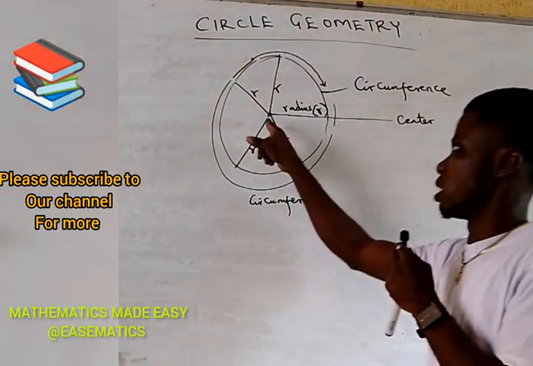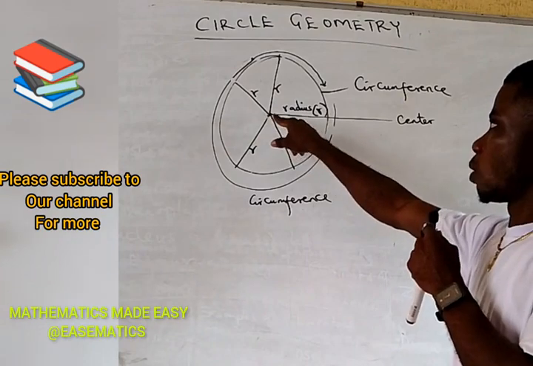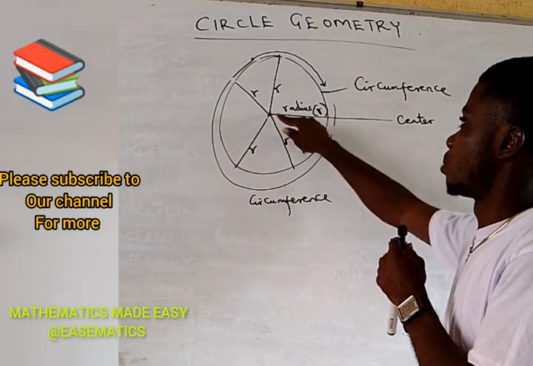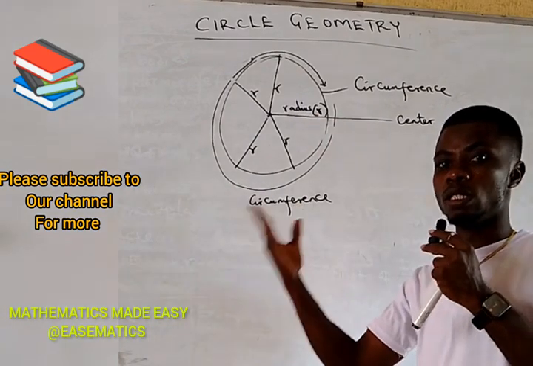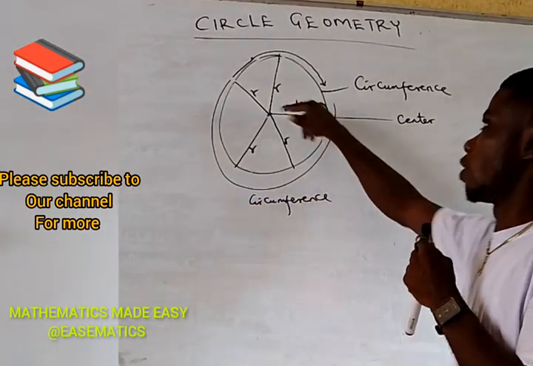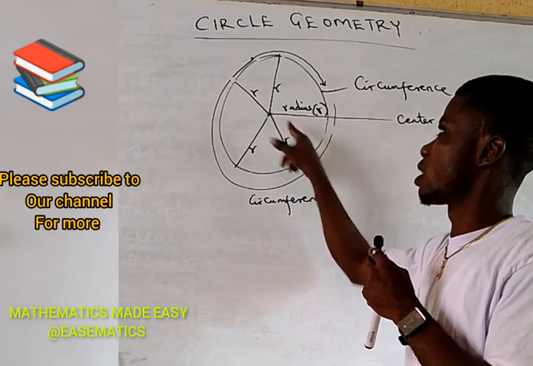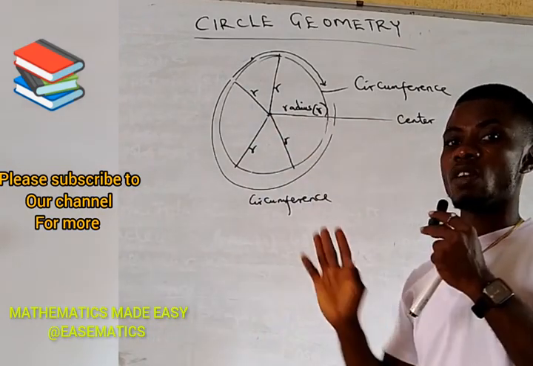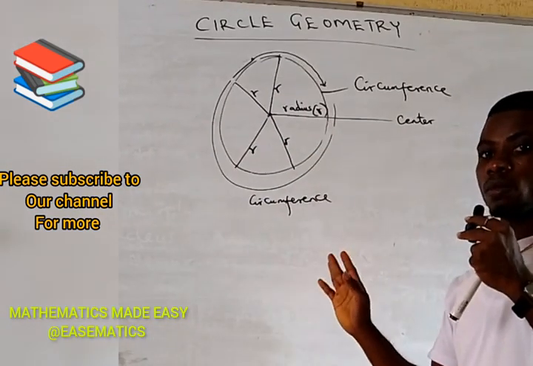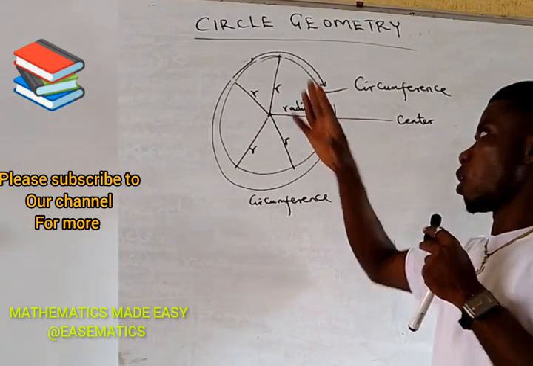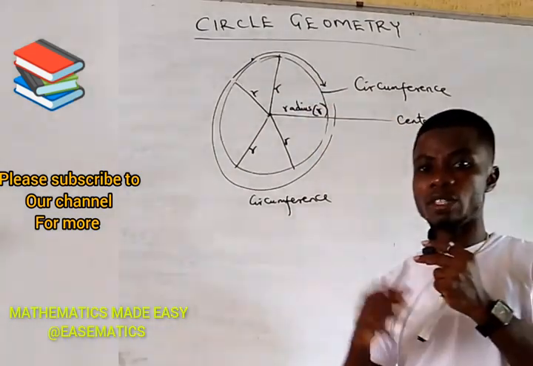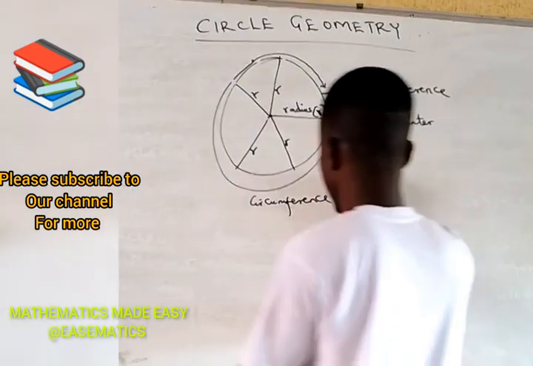And what that means is that whenever any line runs from the center of the circle to the circumference, which we call the radius, all the lines running from this center of the circle to any part of the circumference are equal. That means the radius of the circle, of course, the plural of radius, we call it radii.